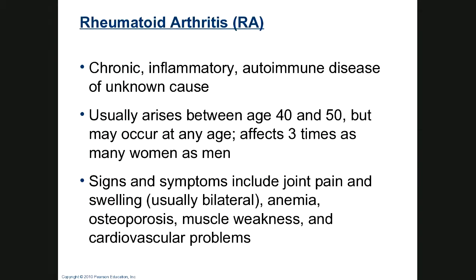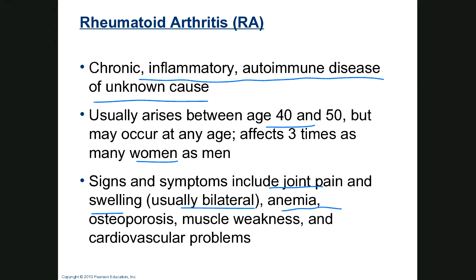Rheumatoid arthritis is a chronic inflammatory autoimmune disease. It usually arises between 40 and 50 years of age, can occur in children, and is more common in women. Joint pain, swelling, it tends to be bilateral, it tends to be multiple joints. Anemia, osteoporosis, muscular weakness, and cardiovascular problems.